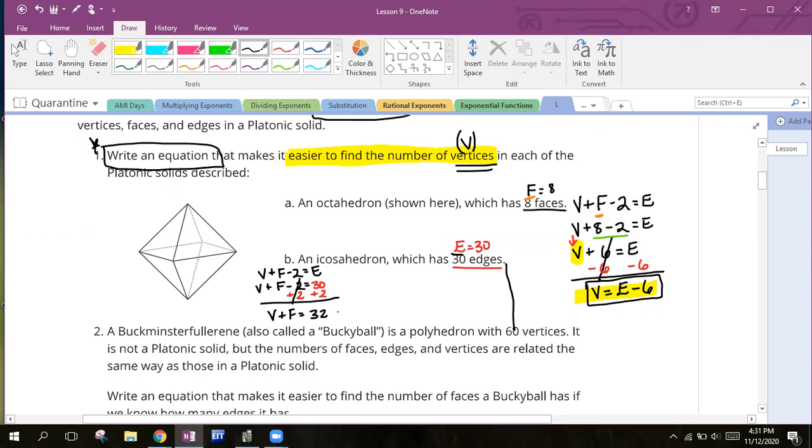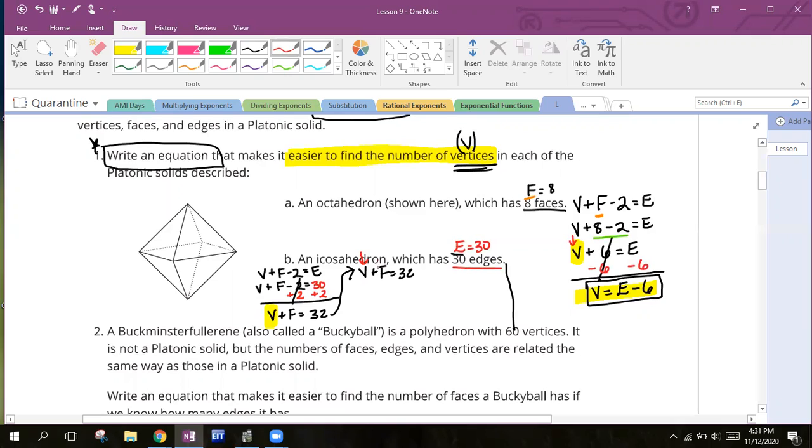Okay, so now that it's in its most simple form, I have to once again remember what it's asking me to do. We're trying to make it easier to find the vertices. So I've got to solve for V. I'm going to take this and rewrite it up here so I'll have a little bit more room. So I'm trying to solve for V. So that means I need to get this V all by itself.